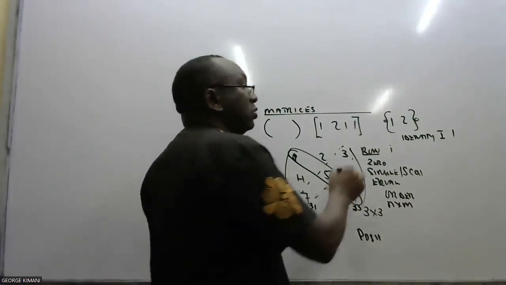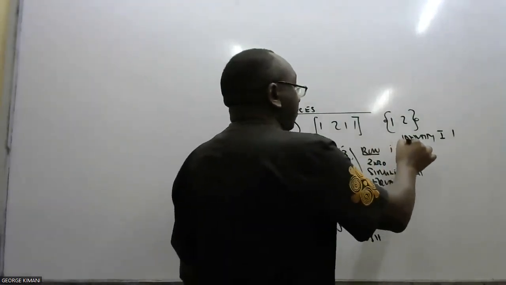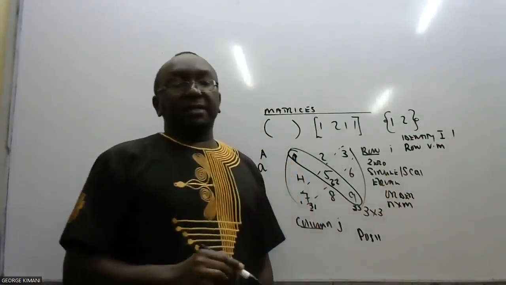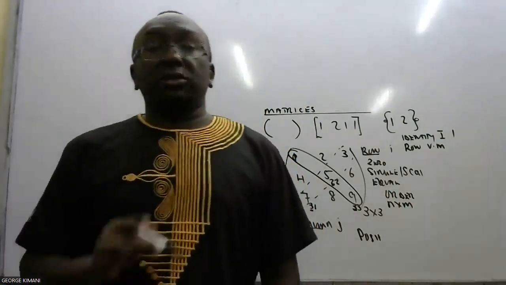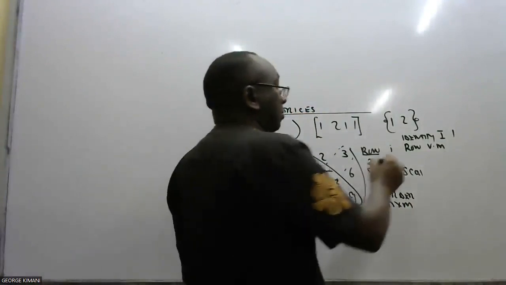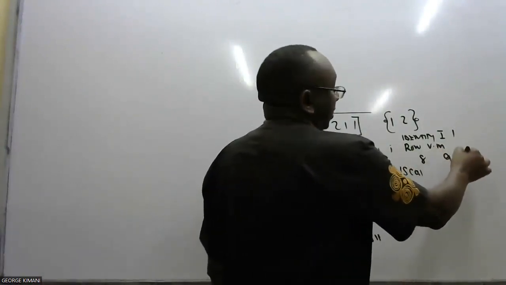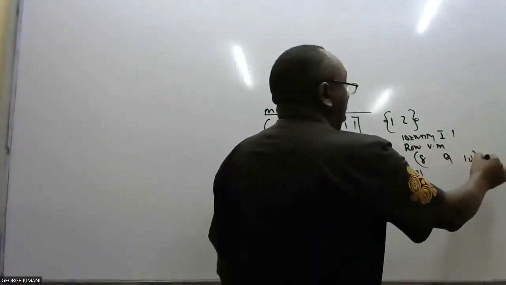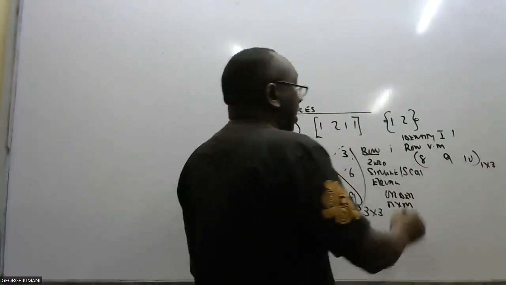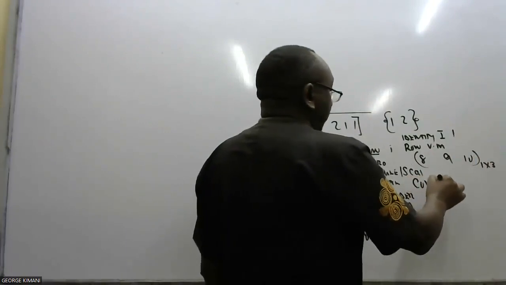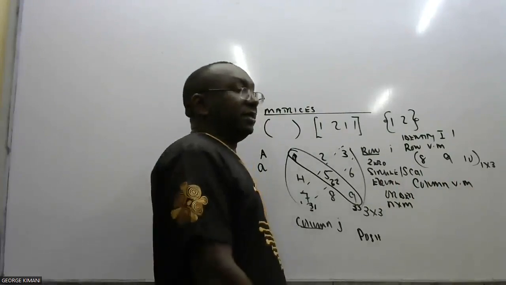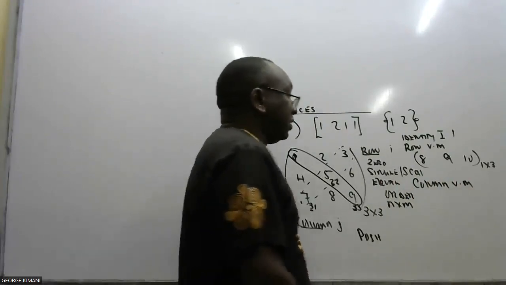The other one that you need to note is what we call row vector matrix. Now, a row vector matrix is a matrix that has only one row but more than one column. Like you can have 8, 9, 10. Now that is a 1 by 3. It has one row and 3 columns. The other one is called column vector matrix. Now in column vector matrix, we have just one column.